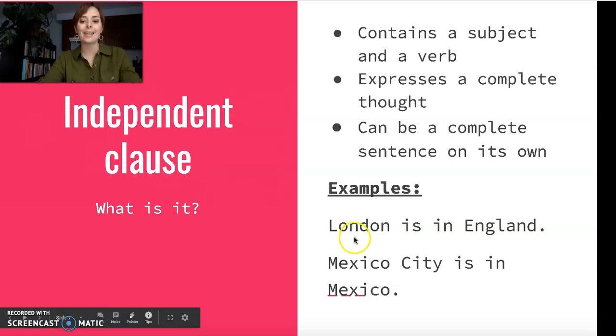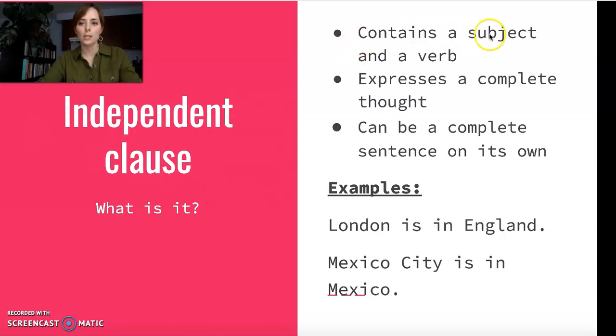So this is an independent clause. London is in England. So we know that it contains a subject and a verb. London is the subject, is the verb, and it's a linking verb, and this gives us more information about that. So we can see that this is a complete thought, it's an independent clause.